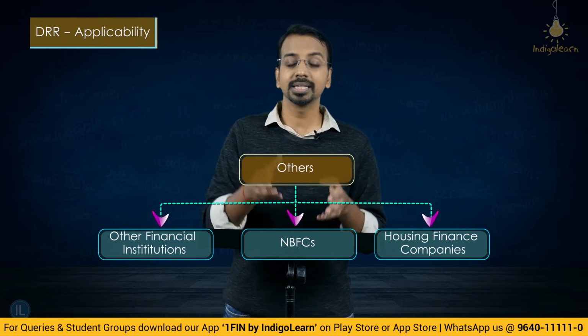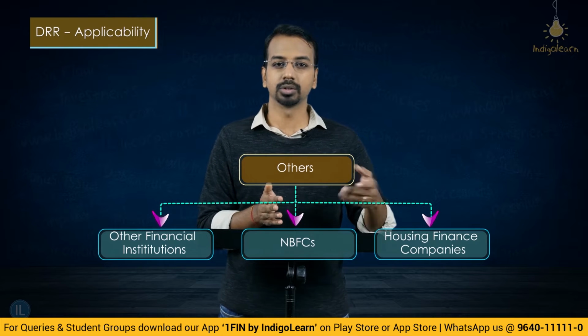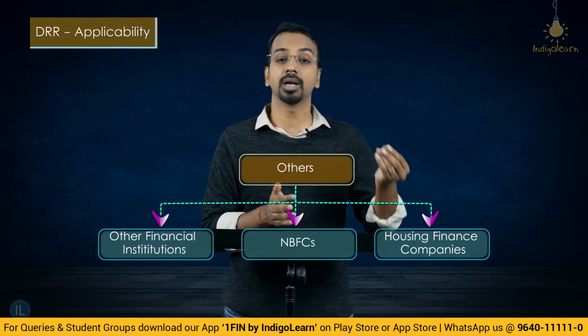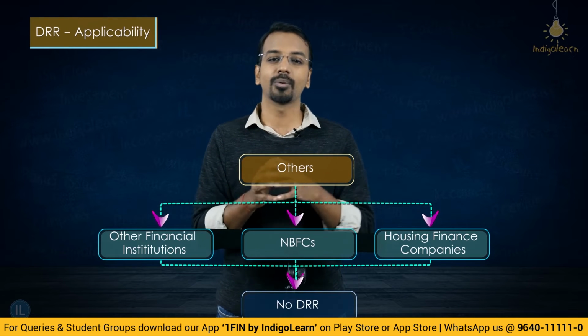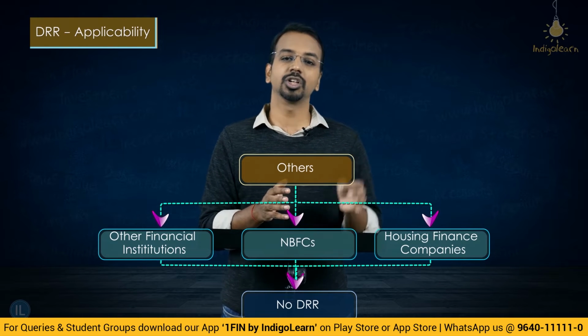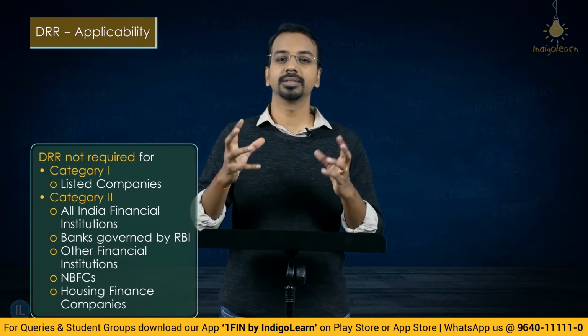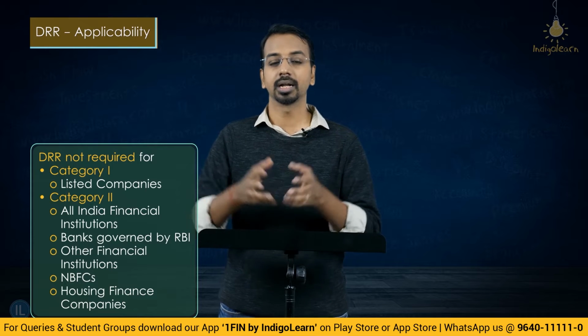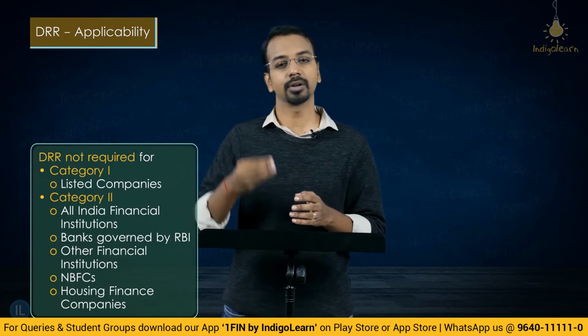So for NBFCs and also housing finance companies, the companies which provide housing loans, let's say LIC Housing Finance or PNB Housing Finance, for all of these categories of companies, there is no requirement to create debenture redemption reserve. So now we have discussed two categories. Listed companies are exempted from the requirement of DRR. Then we have this set of banking and finance companies which are exempted from the requirement of DRR.